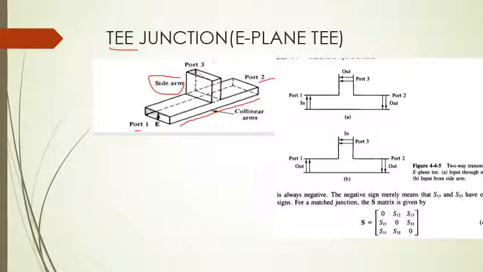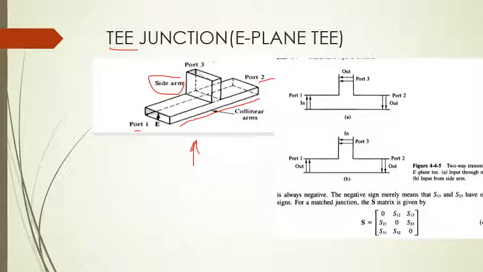Now in this, your side arm is placed in a direction parallel to the electric field. How do I say that? Because electric field is always shown in a vertical polarization or horizontal polarization. So you can see, since your side arm is in a direction parallel to the electric field, this T junction is called an E-plane T. Because of this projection, this is called an E-plane T.